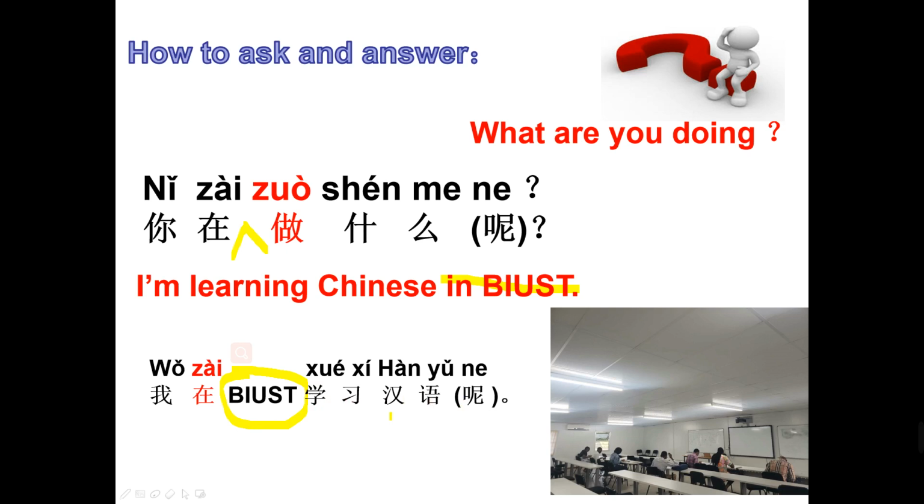So, can you make a short dialogue with this one? For example, if someone asks me 你在做什么呢, I can say 我在 Boost 上课呢。Okay, so please remember this important dialogue. Now, let's continue.